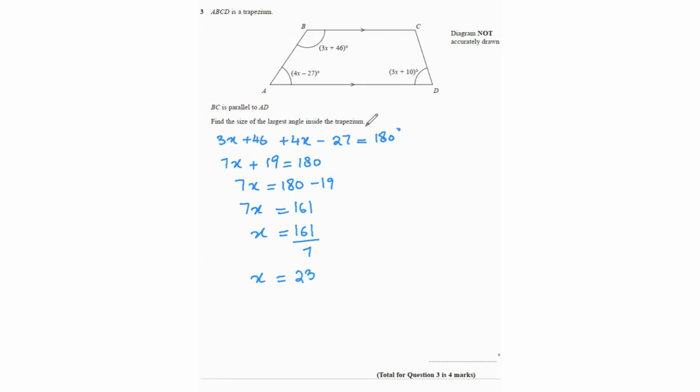We have to find the largest angle. So we can automatically see that this will not be the largest angle. This would be the largest because 3x plus 10 is obviously less than 3x plus 46. So the largest angle is going to be 3 times 23 plus 46, which is going to give us 115 degrees. Just to check, we can do 4 times 23 minus 27, that is 65. So that's obviously smaller. So the largest angle is 115.